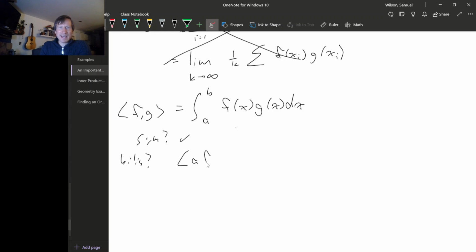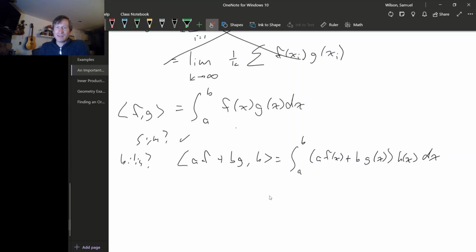Okay, so let's check. af plus bg, inner product with h. So I say inner product, we don't know if it's an inner product yet. So this is going to be the integral from a to b of af(x) plus bg(x) times h(x) dx. So multiplying all this mess out and shuffling things around, we get a times the integral from, oh, I shouldn't be using a here because a is the name of the left-hand end of our integral, or b for that matter. Maybe I should be using, how about alpha and beta?